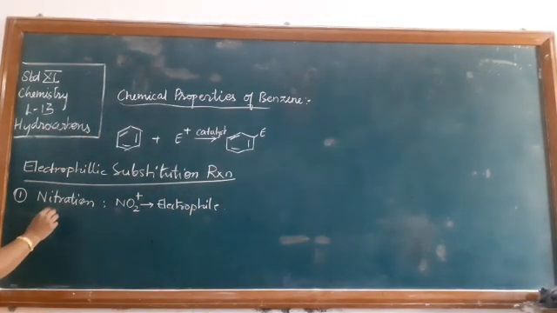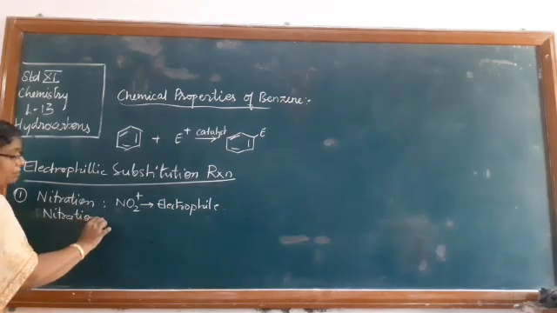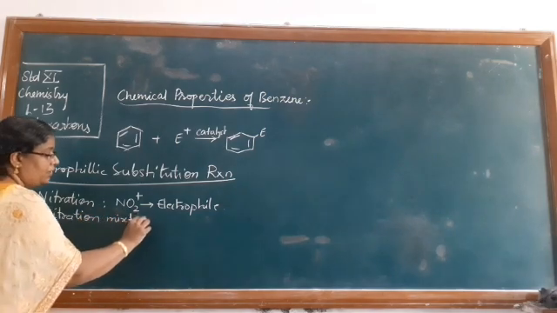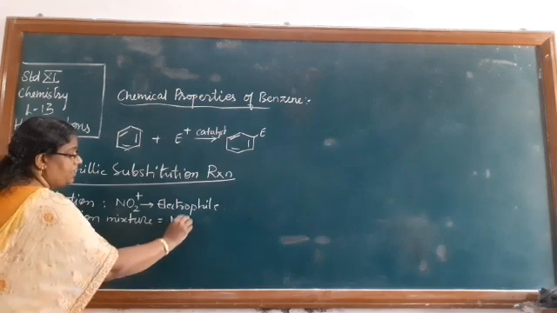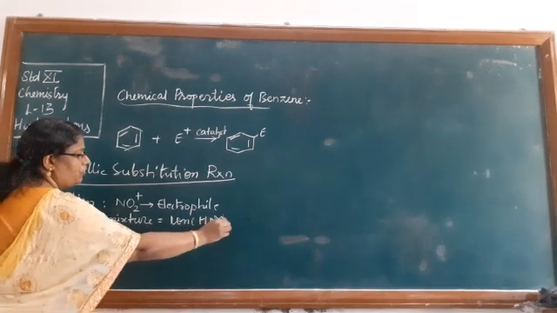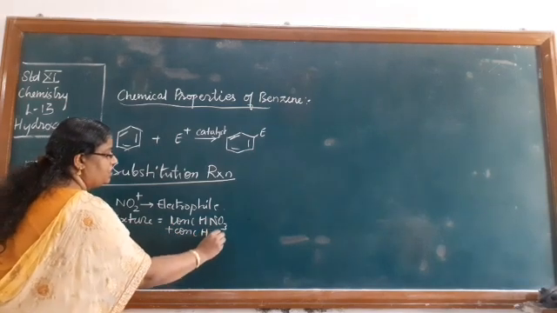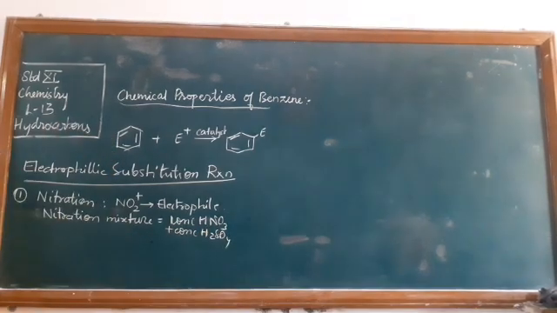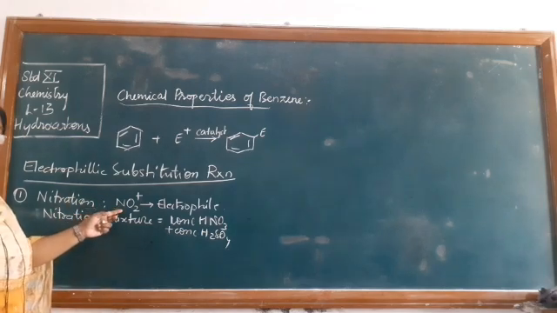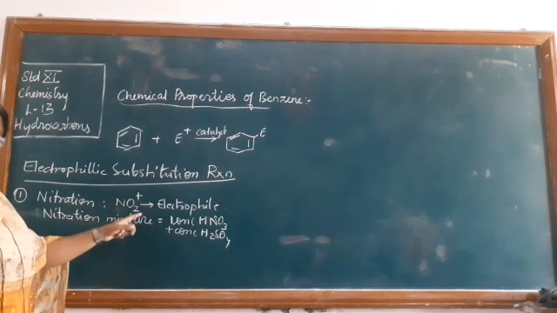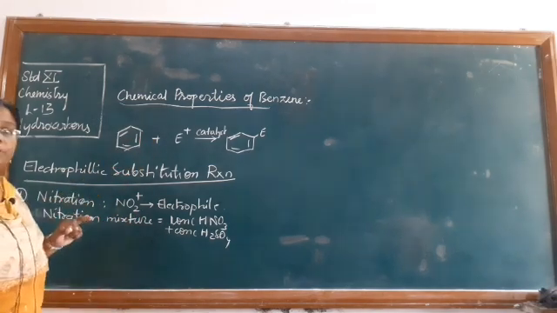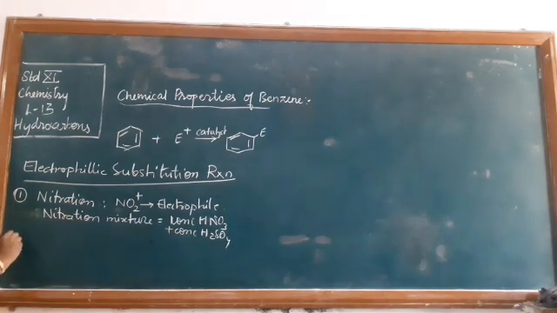Okay, and the nitration mixture. Nitration mixture is concentrated HNO3 or fuming HNO3 you can write, plus concentrated H2SO4. So this is the nitration mixture which you use to obtain the NO2 plus electrophile, and this electrophile substitutes on the benzene ring. So this is the first type.